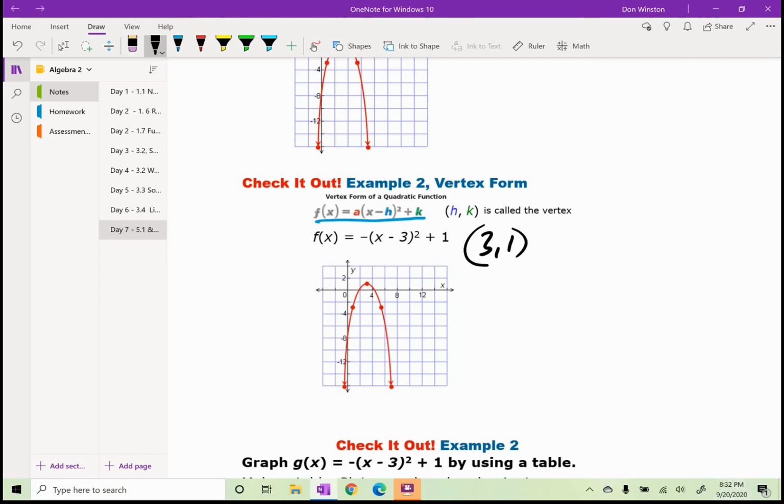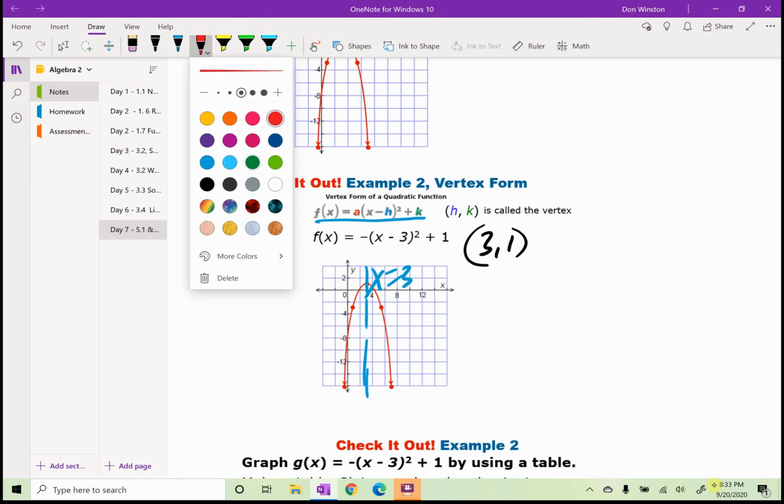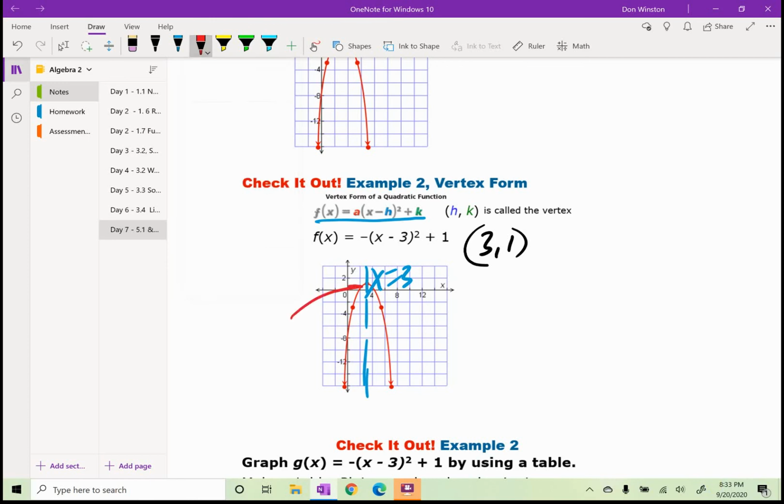The axis of symmetry then is just the line x is equal to 3. The axis of symmetry is always part of your vertex. There, x is equal to 3. And there you can see that the vertex is 3 and 1.